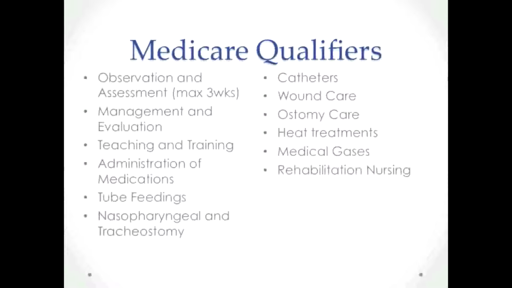Wound care is considered a skill. If we are going into the home for wound care, our number one goal is to make sure that we are able to teach a willing and able caregiver or the patient themselves if they are able to reach the wound. If for any reason the patient is not able to reach the wound and can't perform the wound care, or they don't have a willing and able caregiver, then we perform the wound care as we go in and perform our visits. Ostomy care, same thing, and then heat treatments, medical gases, and rehabilitation nursing. Those last three are things that we don't perform ourselves, but they are considered Medicare qualifiers.